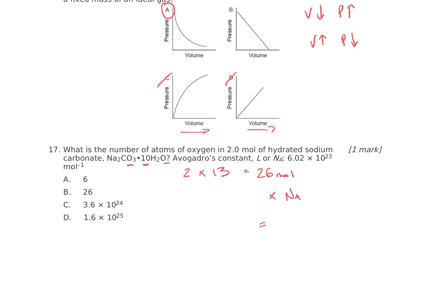So it's going to be 26 times 6. So it's going to be 160. It's not quite right, but about 160. So it's going to be 1.6 times 10 to the 25. If I move the decimal place, it's going to be D. All right, okay.